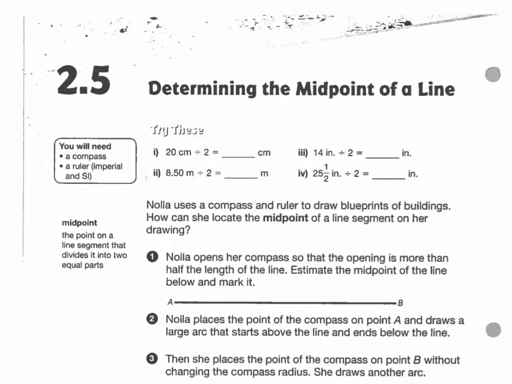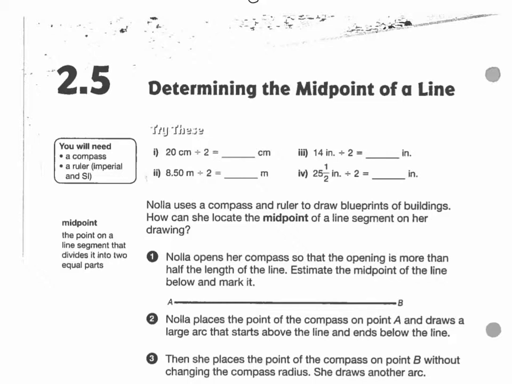Okay, 2.5, determining the midpoint of a line. So this is a little bit of thinking, but it's nothing too crazy. So the midpoint of a line is just the halfway point, midway. Alright, so if I measure this, and this is, for example, say 6 centimeters, I take 6 centimeters and I divide it by 2, and I'll get 3 centimeters. So the midpoint is at 3 centimeters. So that's 3, and that's 3, and together 3 plus 3 is 6.